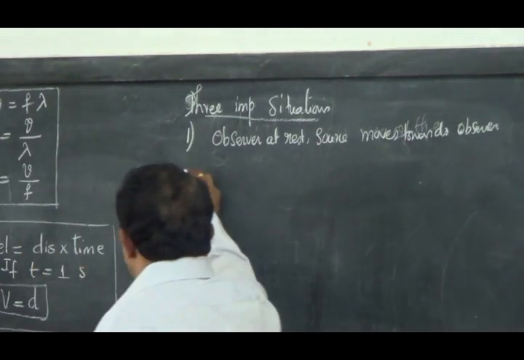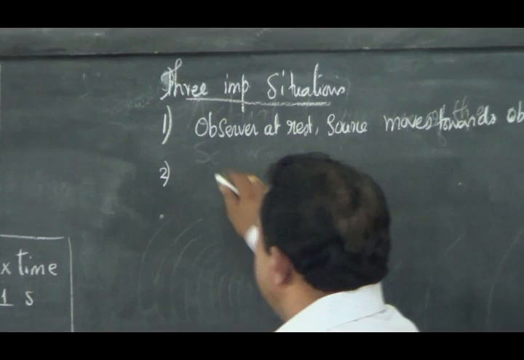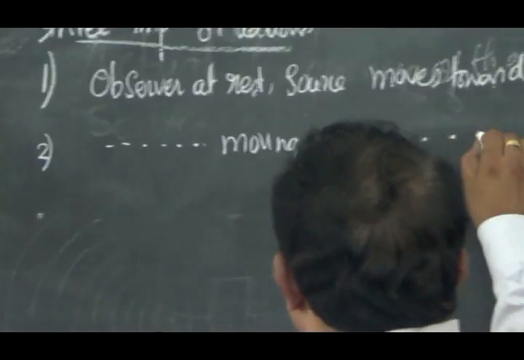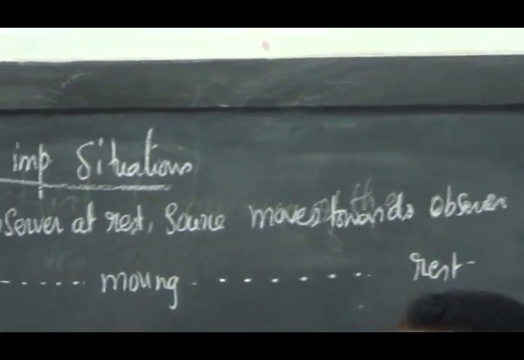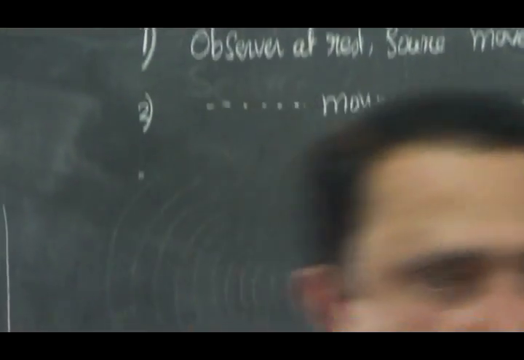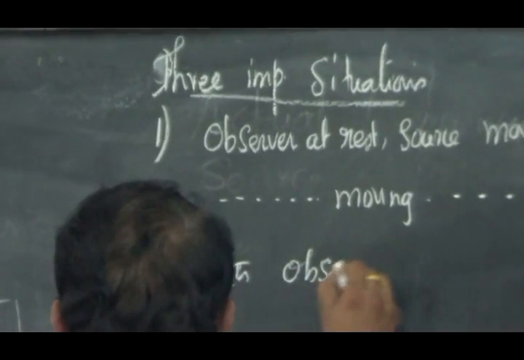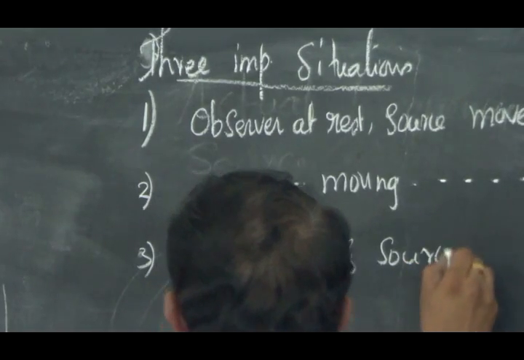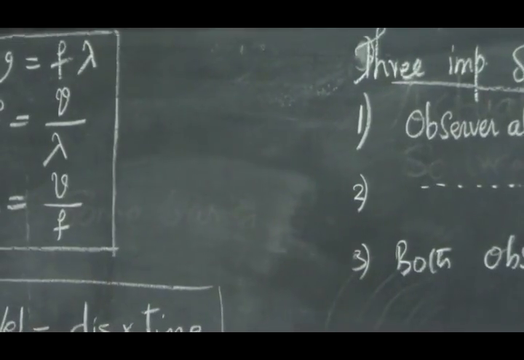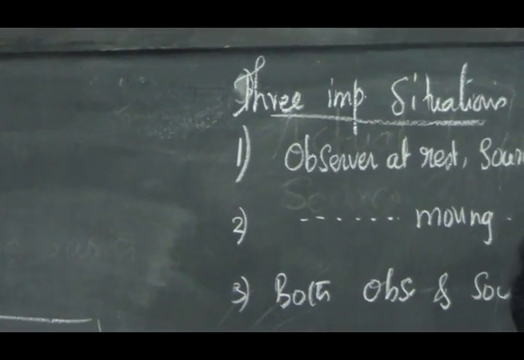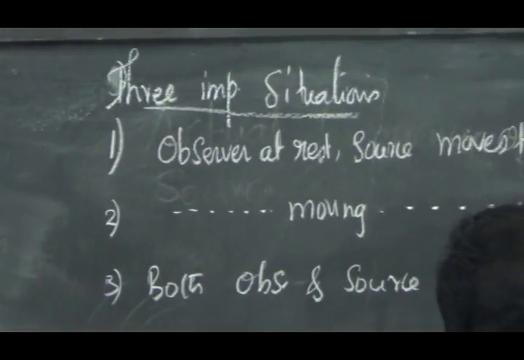Case number 2 is the vice versa of this. Observer is moving. The source is at rest. Case number 3 is both observer and source are in relative motion. Or I say both observer and source are moving.